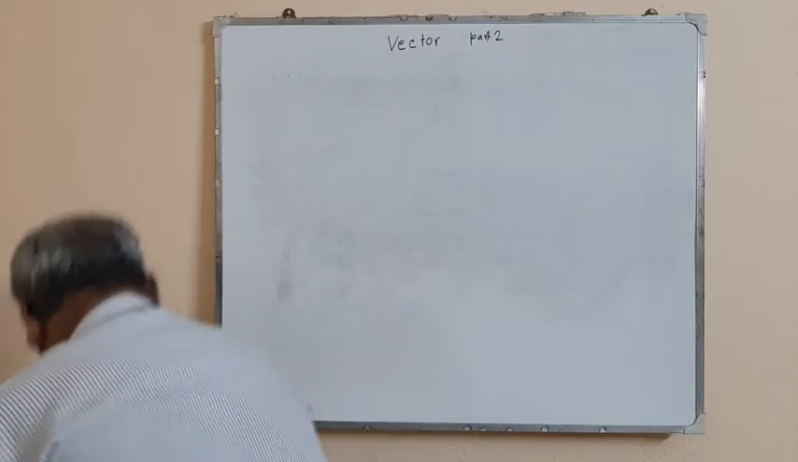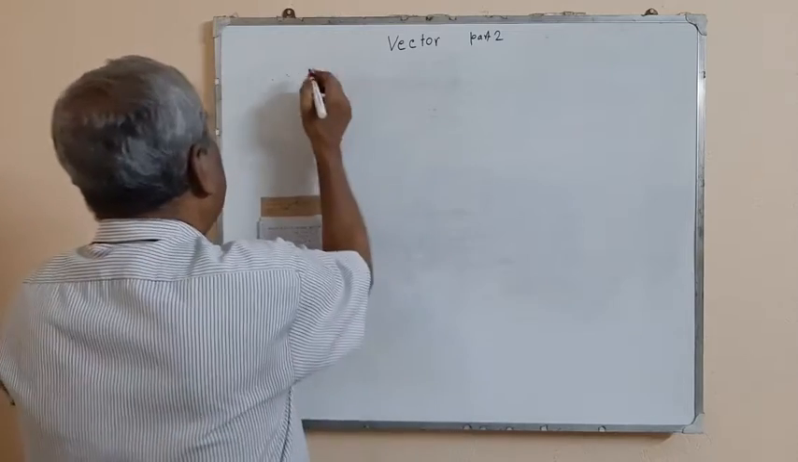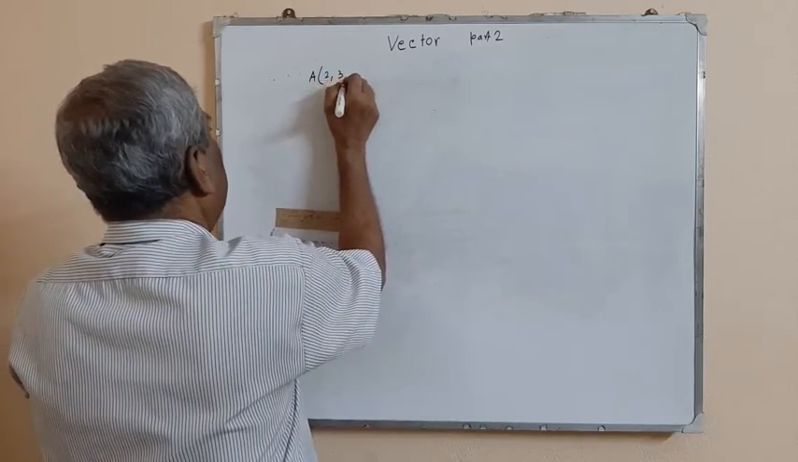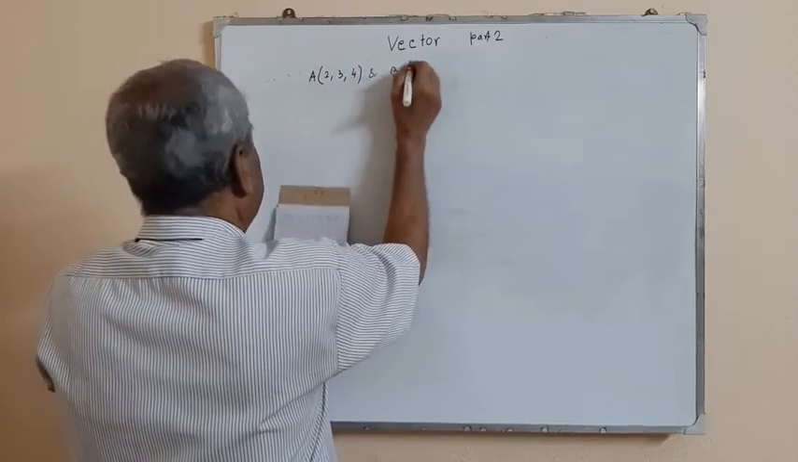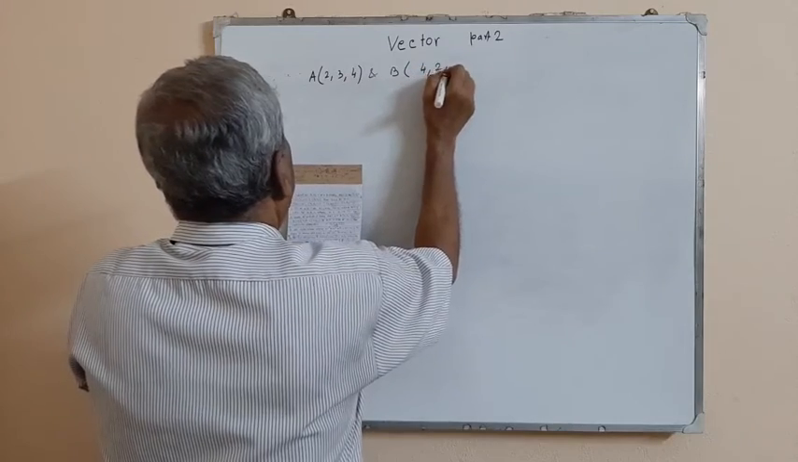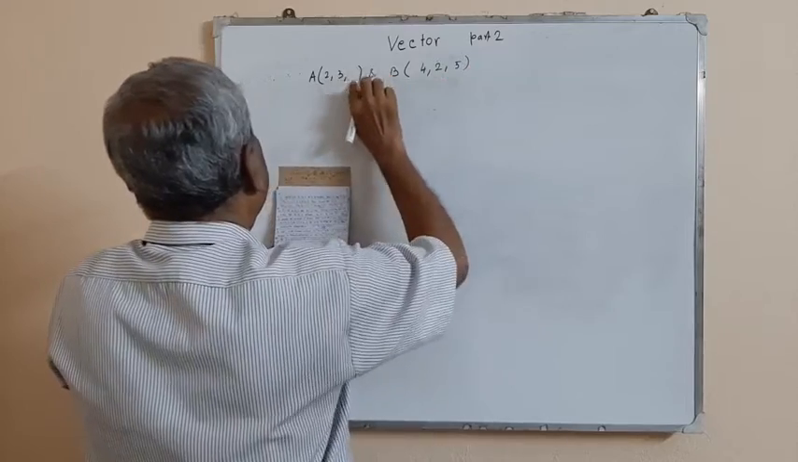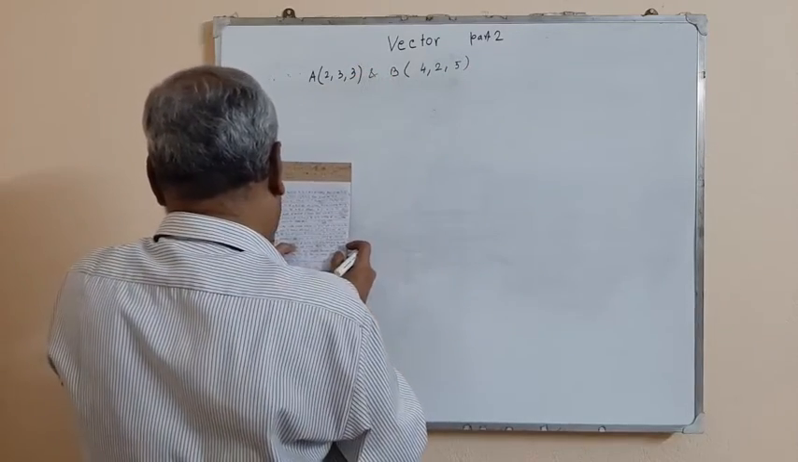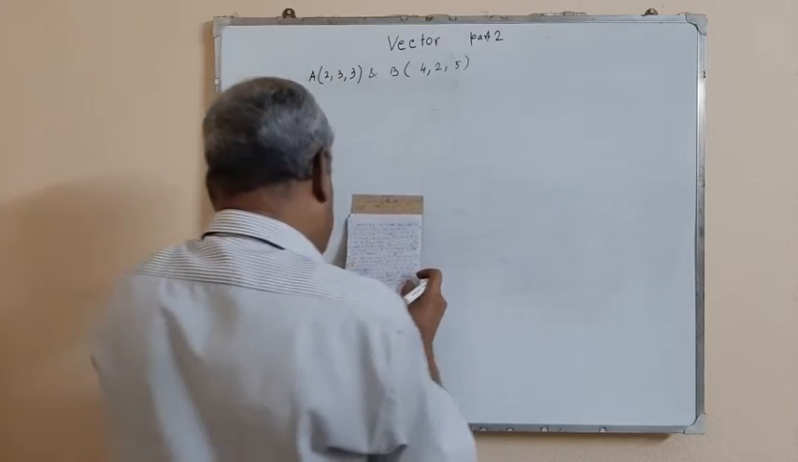Let A be 2, 3, 4 and B be 4, 2, 5, 2, 3, 3. Oh, sorry. A 2, 3, 3 and B 4, 2, 5 are 2 points.